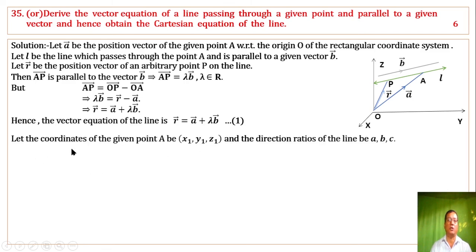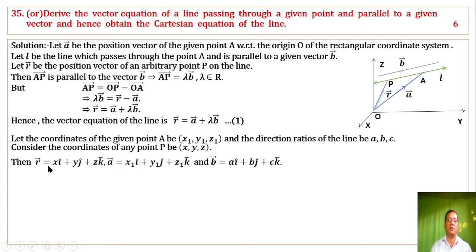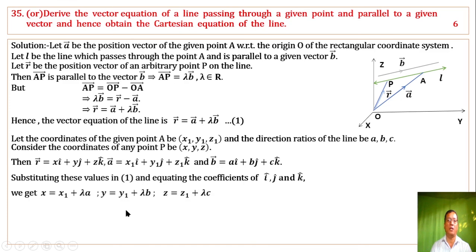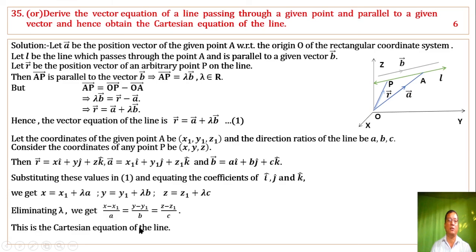For Cartesian, let the coordinates of the given point A be x1, y1, z1 and the direction ratios of the line be a, b, c respectively. Consider the coordinates of any point P to be this. Then r vector equals this, a vector in terms of i, j, k equals this, b vector also this. Put these values in the above equation 1 and compare, equating coefficients of i, j, k. We have this. Solve lambda from here, from here, and from here. These three fractions are equal. Therefore, eliminating lambda, we have (x minus x1) by a equals the others. This is the Cartesian equation of the line.